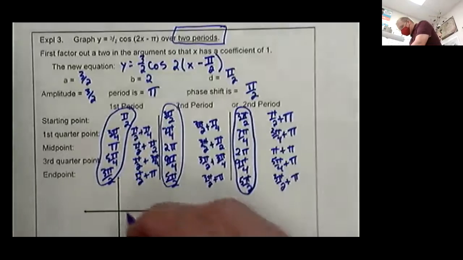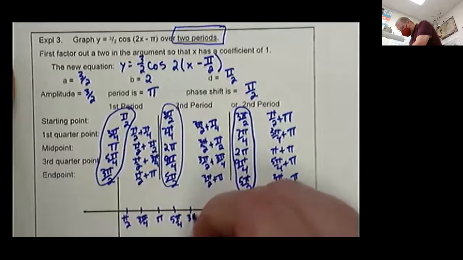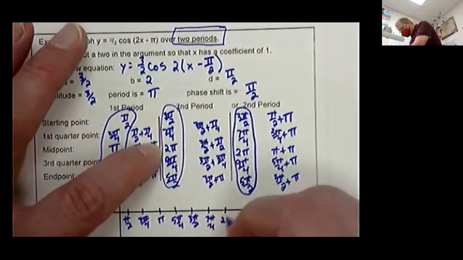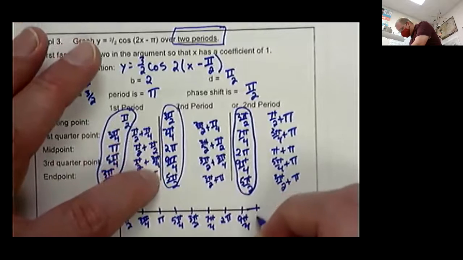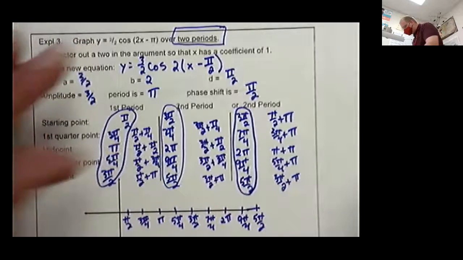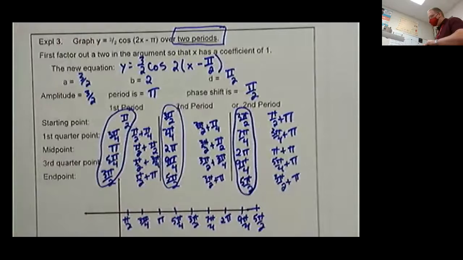But we're going to start here at pi halves. And here we go, 3 pi fourths, pi, 5 pi fourths, and 3 pi halves. Then we go to our next one, which is 7 pi fourths, 2 pi, 9 pi fourths, and 5 pi halves. And we're sketching cosine.